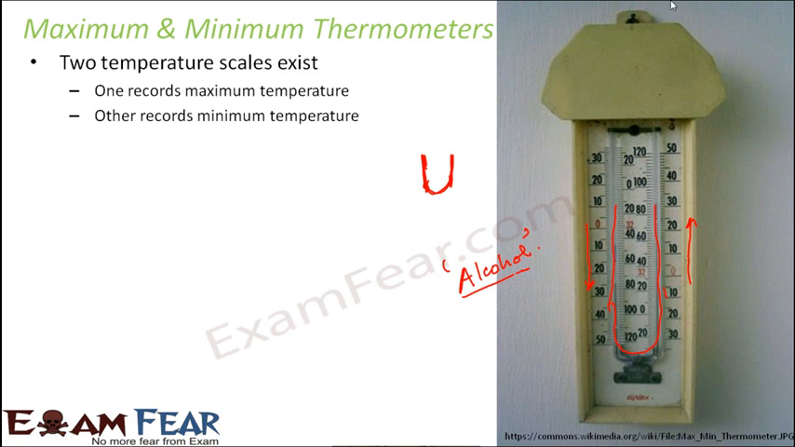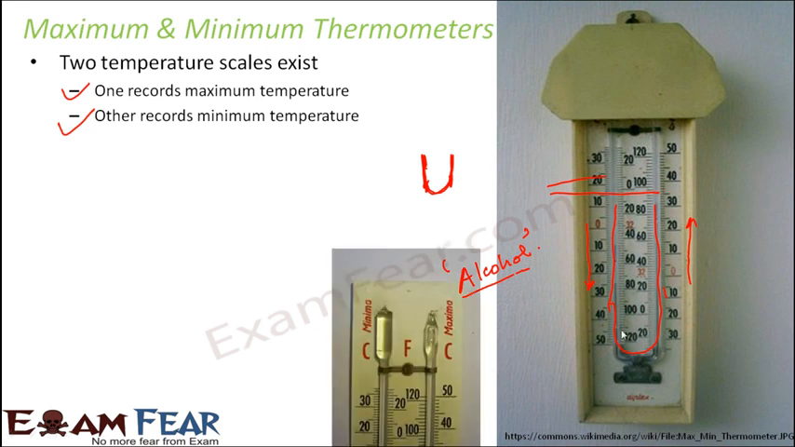So two temperature scales exist. This is one temperature scale, this is another temperature scale. One records maximum temperature whereas the other records minimum temperature. So you can have a close look at the maximum and minimum thermometer.